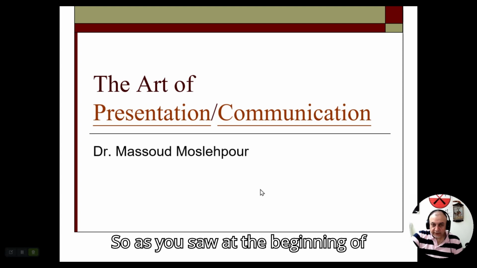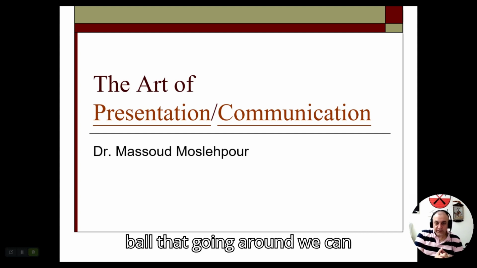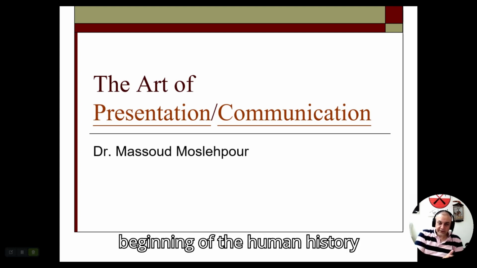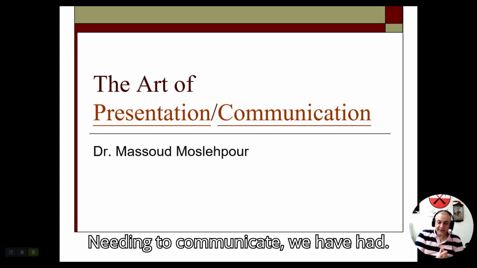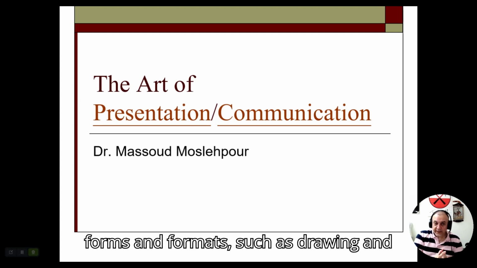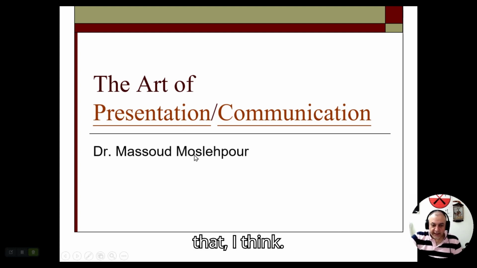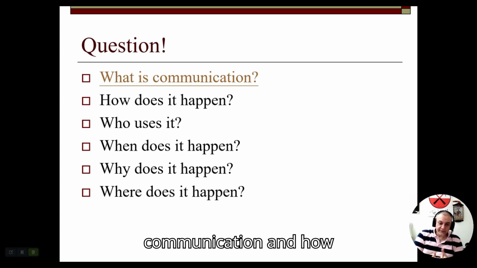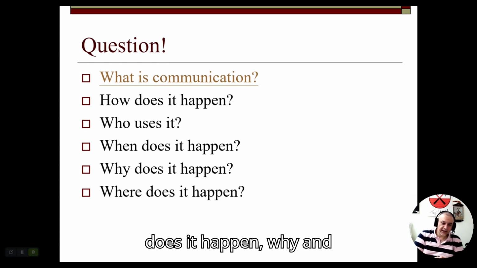So as you saw at the beginning of the video, the title is The History of Communication, and in a very simple animation you can see the red ball that's going around, which we can interpret as knowledge or information. From the beginning of human history, we have needed to communicate. We have had traces of communication in different forms and formats, such as drawing, language, technology nowadays, and so on. So with that, I think we can try to answer some questions about what is communication, and how does it happen, who uses it, when does it happen, why, and where.